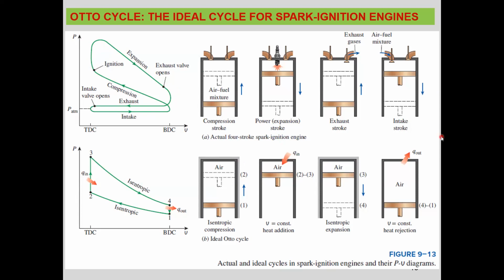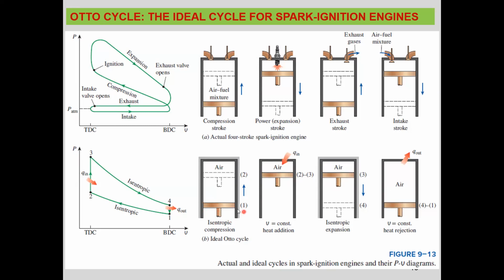Okay, good. So this is the actual four-stroke spark ignition engine operation. And then we have the ideal Otto cycle operation. When we model this cycle, we use an ideal cycle model. The ideal cycle is called the ideal Otto cycle. And the operation of the ideal Otto cycle is given by the PV diagram here and by the figure here.